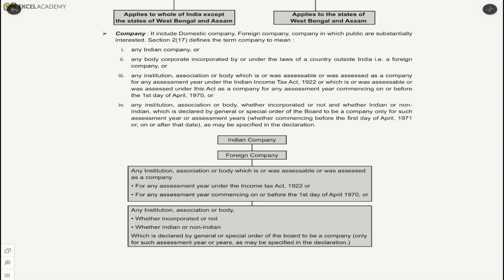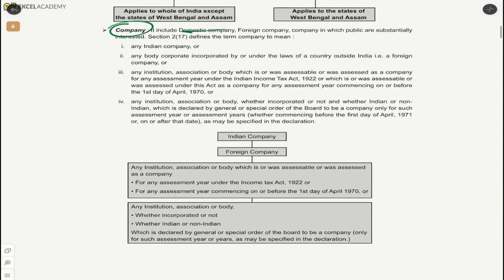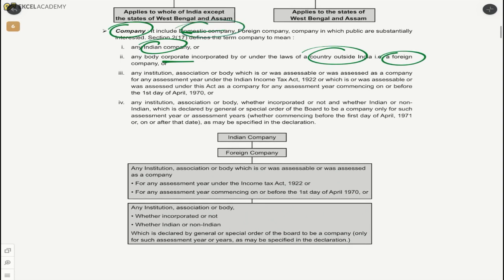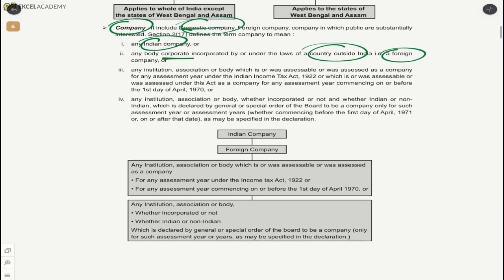Now let us move on to the next category, that is company. So it includes a domestic company, they say. Basically what we have to remember is any Indian company that is set up in India, or any body corporate, in other words it's again a company, by or under the laws of a country outside of India, that is a foreign company. So these types of companies also come under the definition of company. Any institution, association or body which is or was assessable or was assessed as a company for any assessment year under the Income Tax Act 1922.